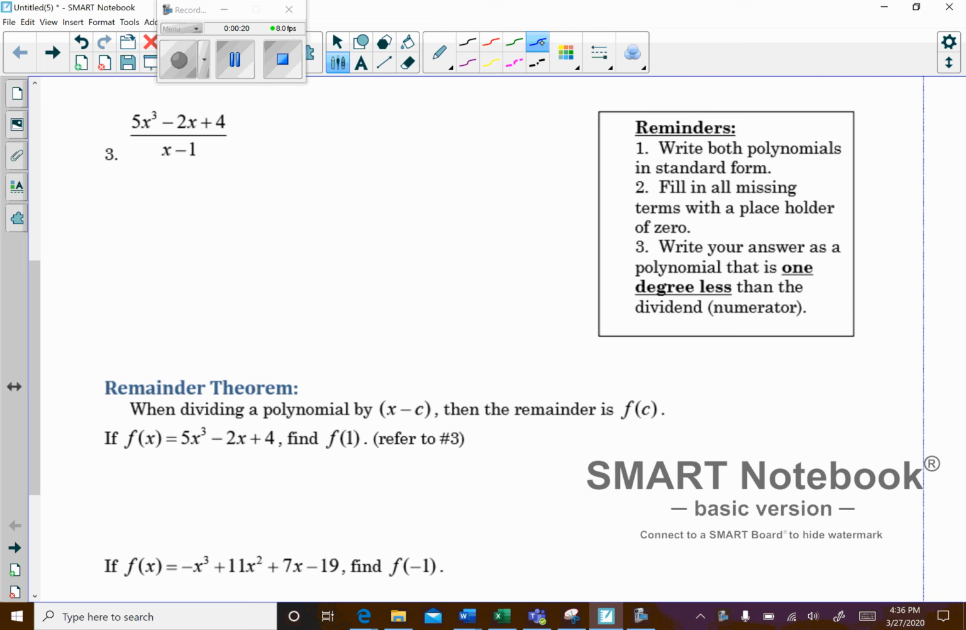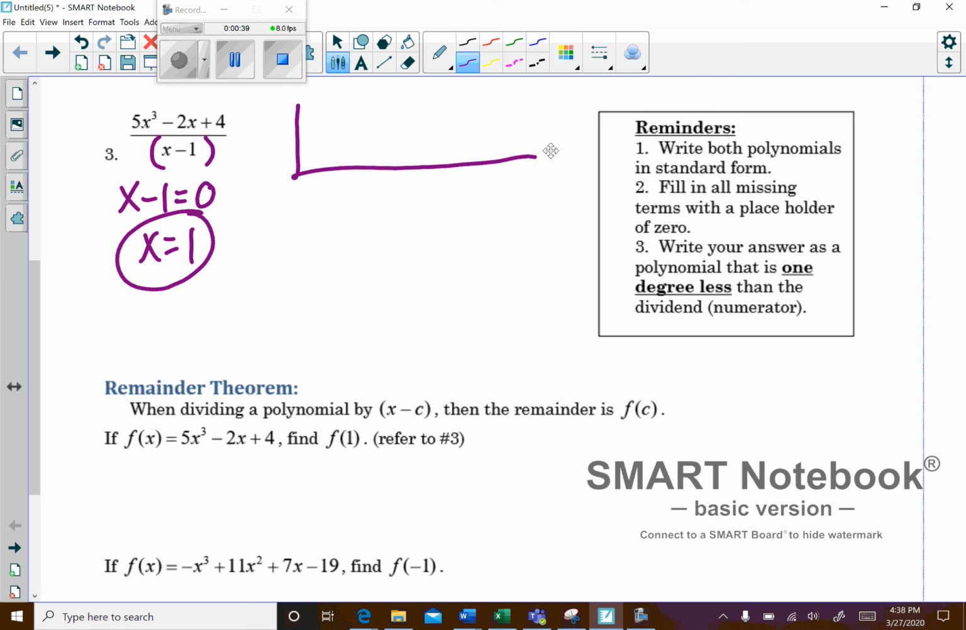Okay, so the way I like to do synthetic division, the first thing I have to do is take the denominator, set that equal to 0 and solve, so that'd be x equals 1. I call it my magic number. And so I like to make half a rectangle right here, and I put my magic number right here.